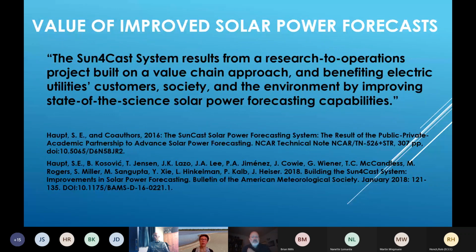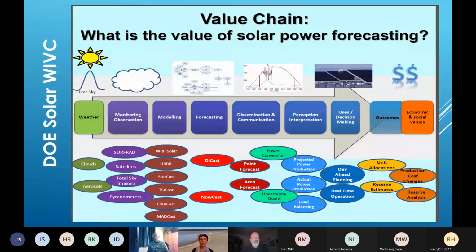The use of the value chain in this project actually started from day one. At the project kickoff meeting we had in Boulder with all the different components of the project, we used the value chain to start talking across between the observing people, the engineers, the programmers, the utility people, the stakeholders, so we could identify roles and how that project was going to develop.